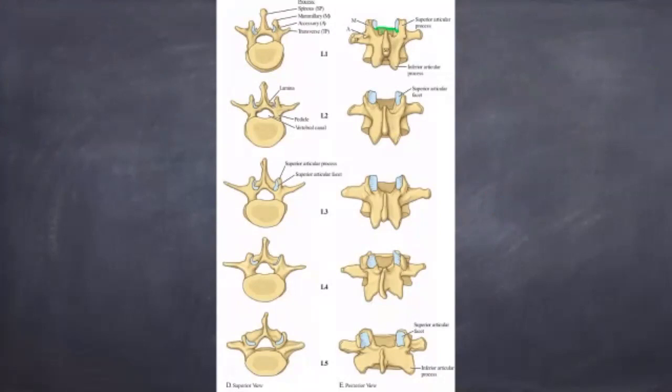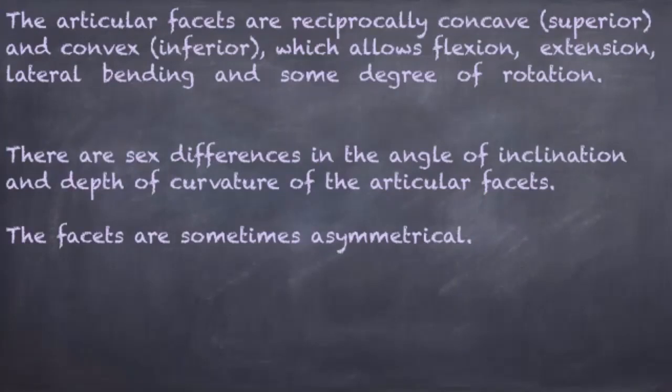See, the gap in the superior articular surfaces is more than the gap in the inferior articular surfaces, right? But in the L4 and L5, these are negligible, right? The articular facets are reciprocally concave superior and convex inferior, which allows flexion, extension, lateral bending, and some degree of rotation. There are differences in the angle of inclination and depth of curvature of the articular facet, so in male and female there will be different angles. The facets are sometimes asymmetrical.